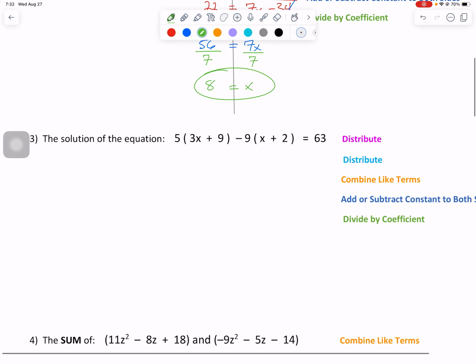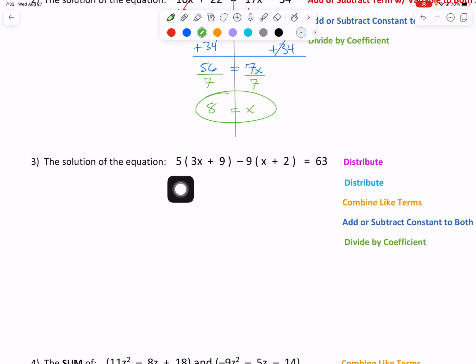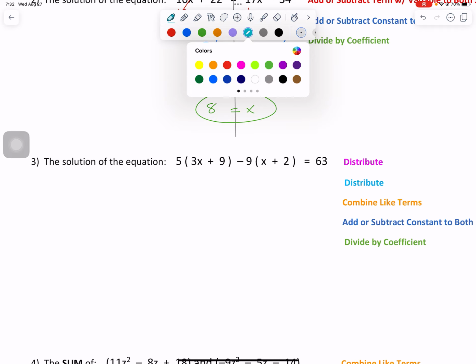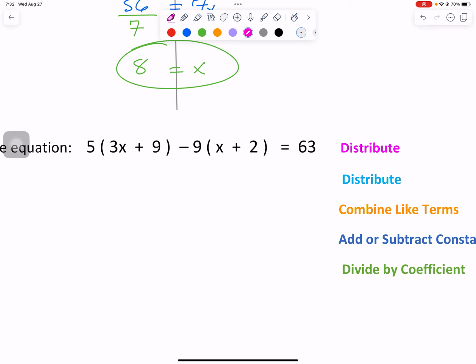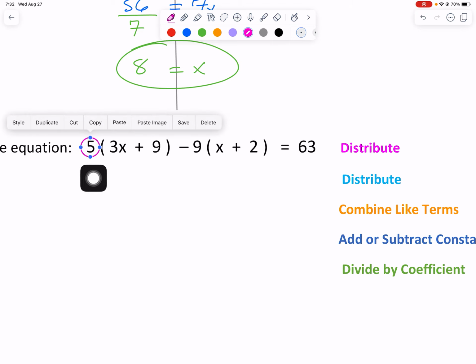Number 3, the solution of the equation: 5 sitting right outside of our binomial of 3x plus 9, then we have a minus 9 and another binomial, x plus 2, equals 63. The first thing we will do in pink is distribute. As we get better at this, we will continue to do just distributing in pink, but so we don't make any errors in this first quiz, we'll use 2 different colors. I'm going to circle the 5, the term directly to the left of the binomial here.